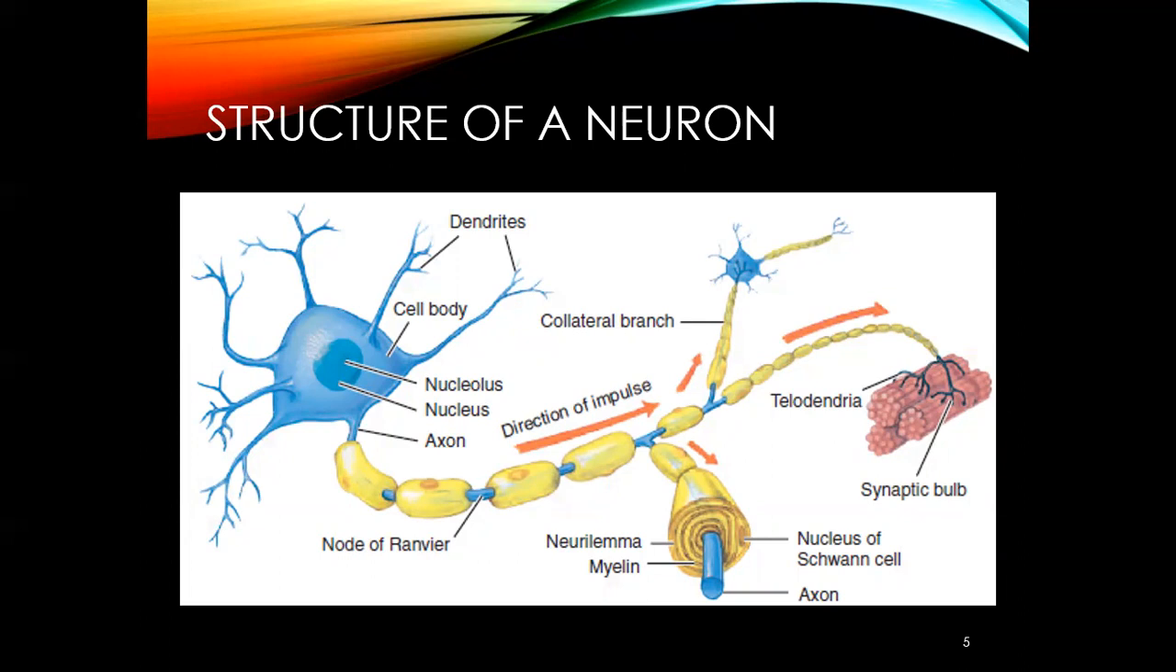As you move down the axon, you see the node of Ranvier. You see the direction of the impulse. We're going to the synapse. We're going to the organ.